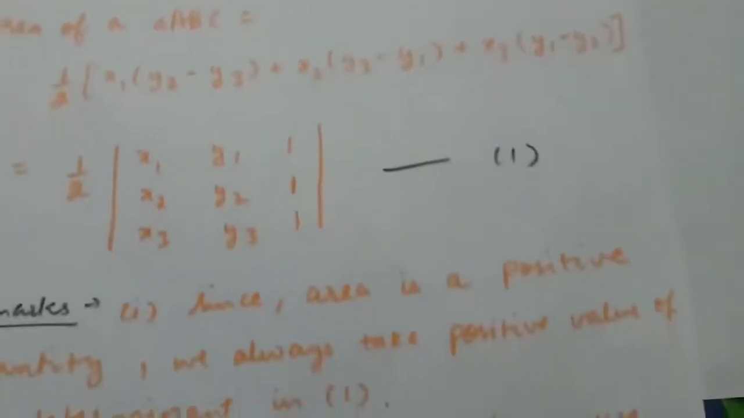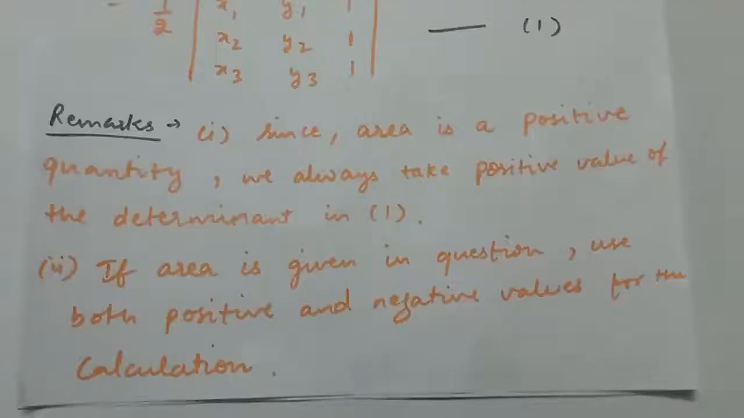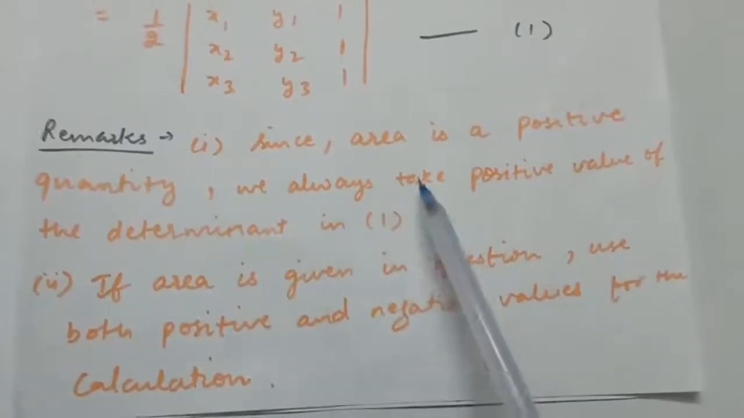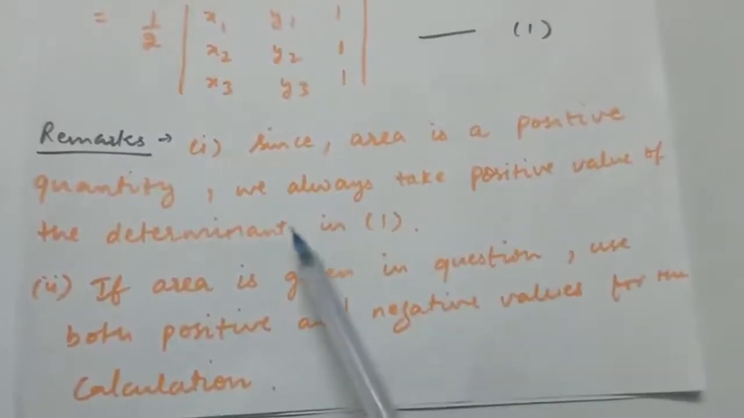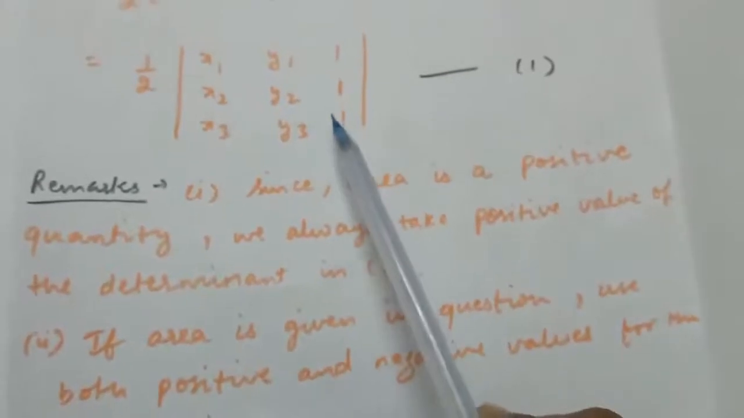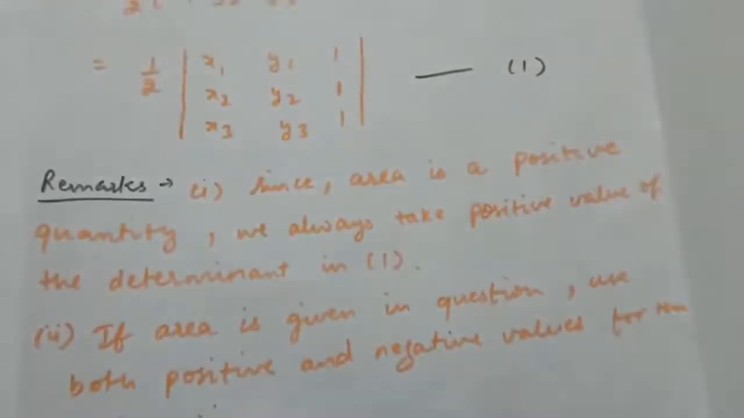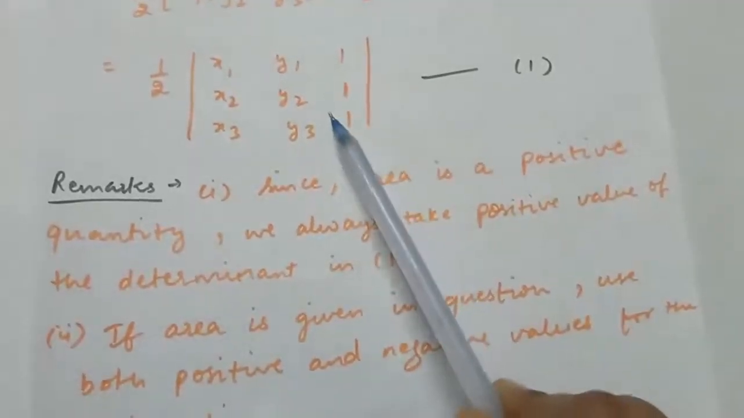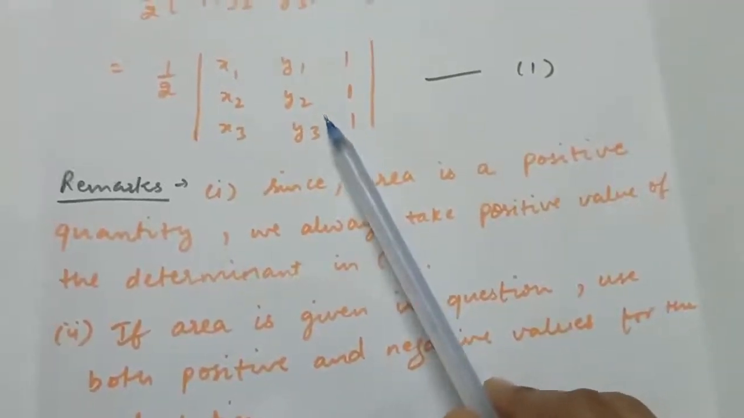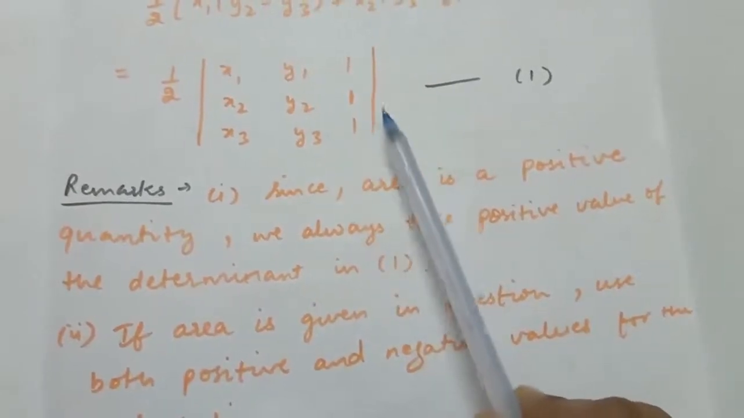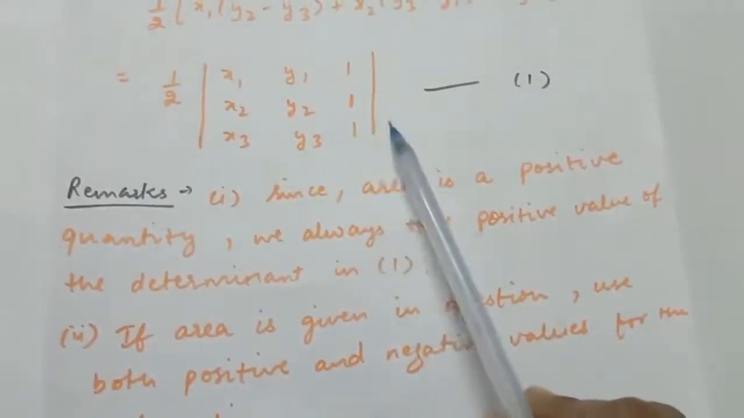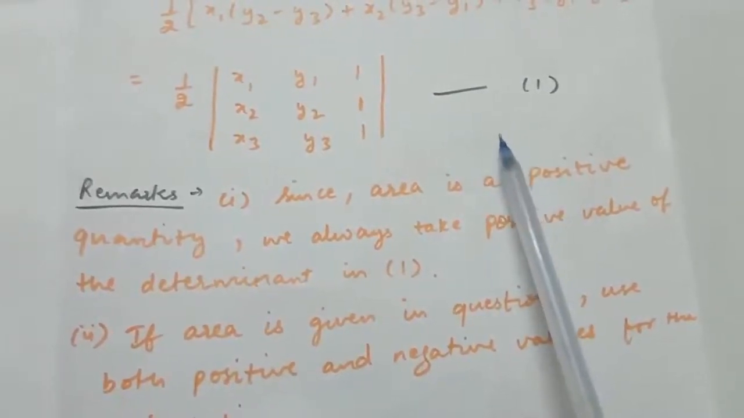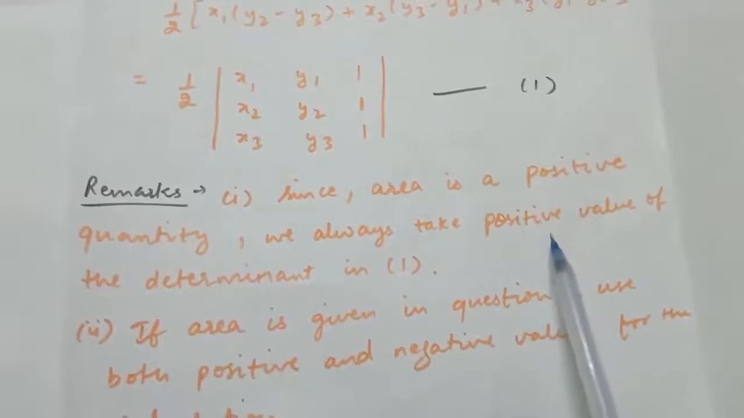Now there are some remarks. First, since area is a positive quantity, we always take the positive value of the determinant. While calculating the area of the triangle, because area is always positive, you always have to take the positive value of this determinant. If it comes negative, suppose the value comes minus 8, then the area of the triangle will be 8 square units, right? You always have to consider the positive value.